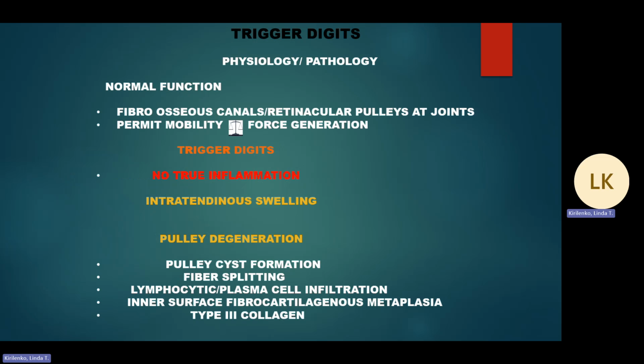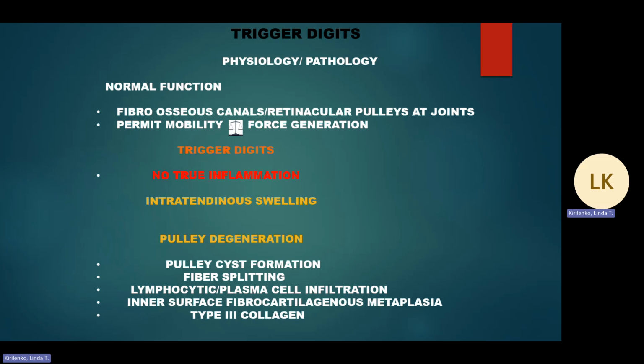The pathophysiology and pathology involved in triggered digits involves an abnormality of what is the normal function of the retinacular pulleys and tendon excursion. The pulleys are at the joints and they are there to permit mobility of the tendon and enhance force generation. Trigger digits are non-inflammatory. They involve intratendinous swelling and pulley degeneration.